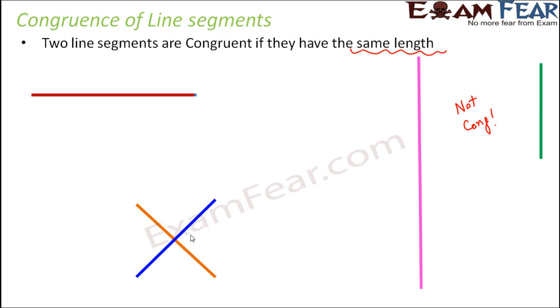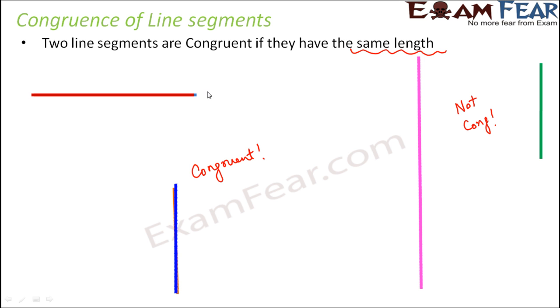Let's look at these two line segments. What do you think? The blue one and the orange one, are they congruent? Again, the orientation doesn't matter, only the length matters. If you rotate them in such a way that they are over each other, you see that they exactly cover each other, showing that these two line segments are congruent. So these are congruent, these are also congruent.